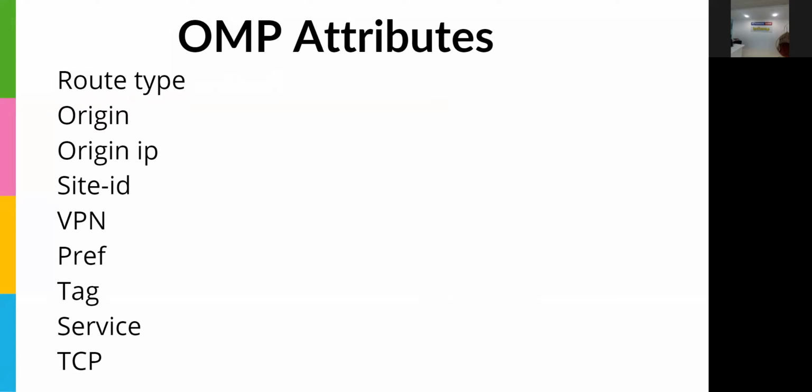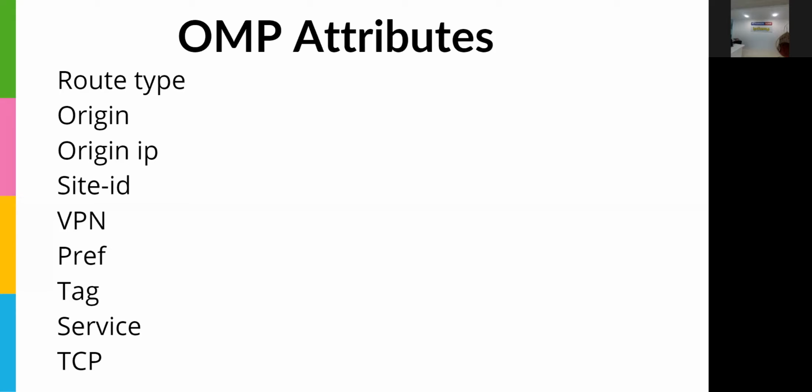Route type, right? We discussed route type. It could be internal, it could be external. Then origin: what is the origin? Is it OSPF, EIGRP, OSPF internal route or external route? You know, which router originated it? So origin IP: which site originated it?